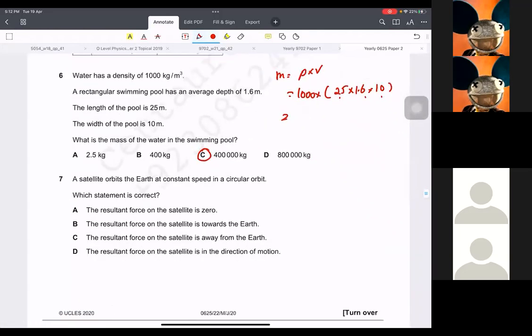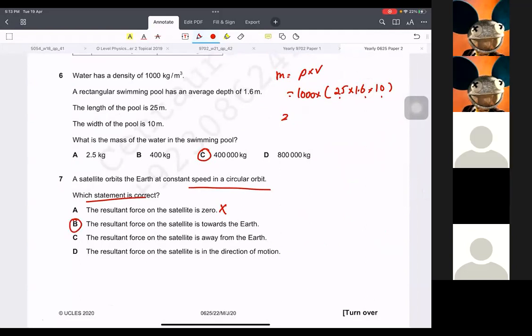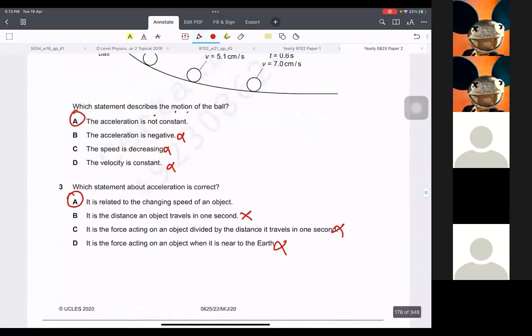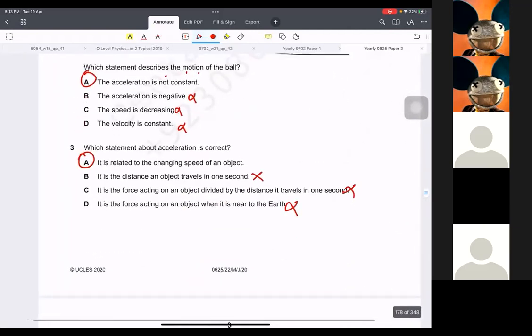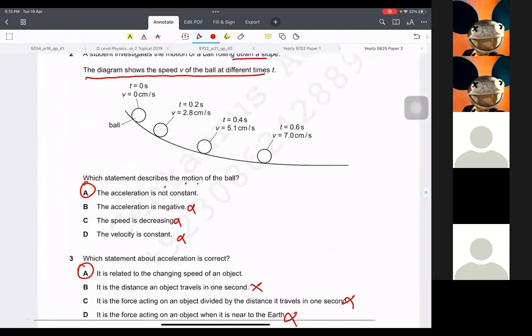Yes. A satellite orbits the Earth at constant speed in a circular orbit. Which statement is correct? The resultant force towards the Earth, that is always correct. It always acts towards the center. Can you show the first three answers, please? Yes, why not? A.